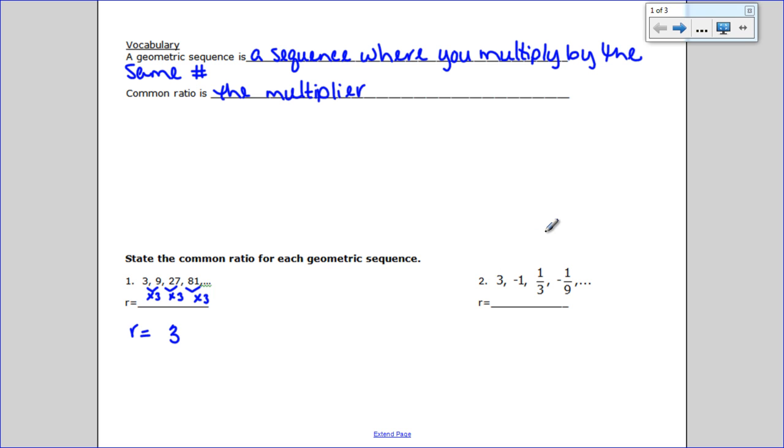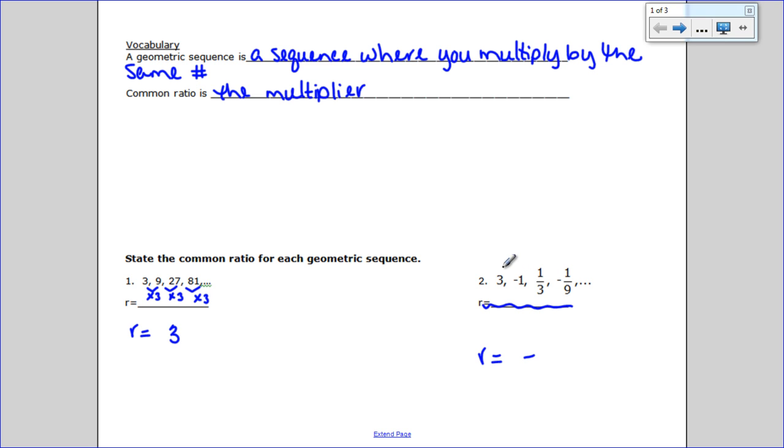Now if you look at number 2, there are two things you should notice. Number 1, it goes 3, negative 1, 1/3, negative 1/9. So it alternates: positive, negative, positive, negative. When that happens, that should let you know that the R has to be negative. Your common ratio has to be negative. It's the only way to make that alternating thing happen. If they're all positive, then it's positive. If they're all negative, then it's positive. But if you've got an alternating positive, negative, your ratio is going to be a negative number.